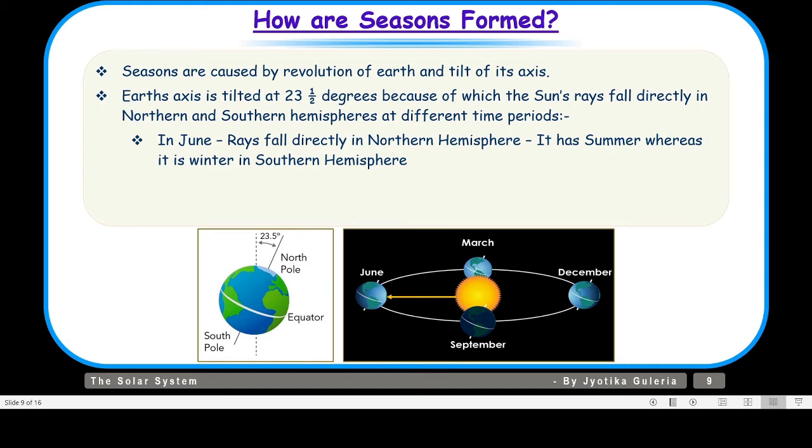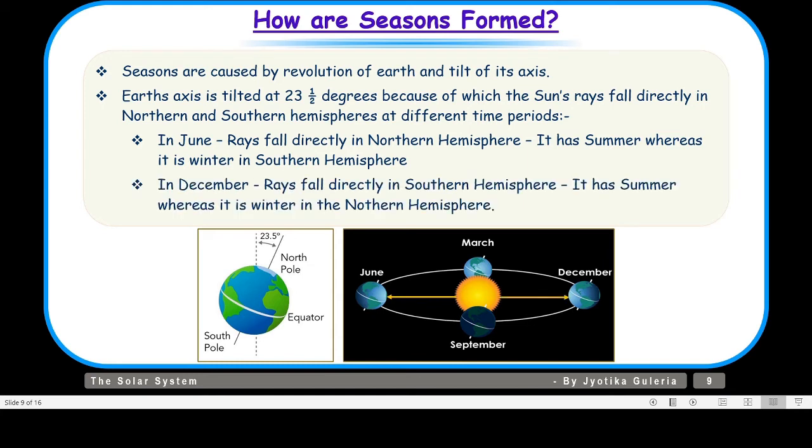In June, rays fall directly in the northern hemisphere. It has summer, whereas it is winter in the southern hemisphere. As you can see here, in the month of June, the rays of the sun fall directly in the northern hemisphere because the northern hemisphere is closer to the sun. It is tilted towards the sun, whereas the southern hemisphere is tilted away from the sun. So the northern hemisphere will have summer season and the southern hemisphere will experience winter season.